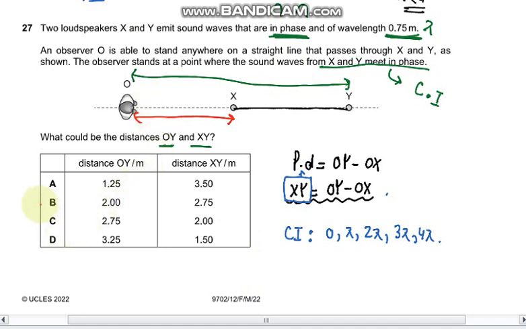So let's check out which path difference is an integral multiple of lambda. So 3.5 divided by 0.75 is 4.7 lambda, 2.75 divided by 0.75 is 3.7 lambda, 2 divided by 0.75 is 2.7 lambda, and 1.5 divided by 0.75 is 2 lambda. So B is the appropriate answer.